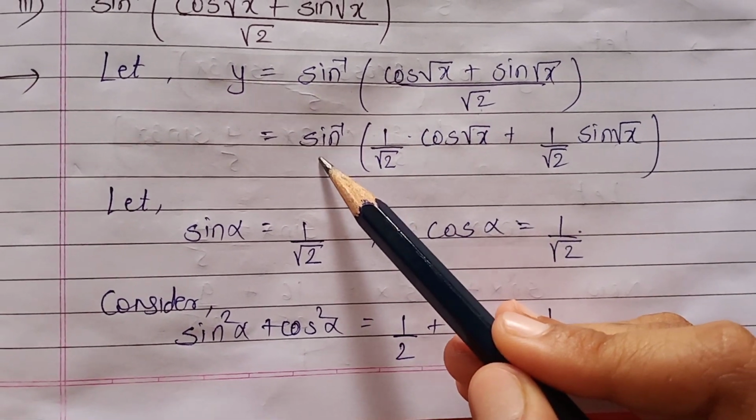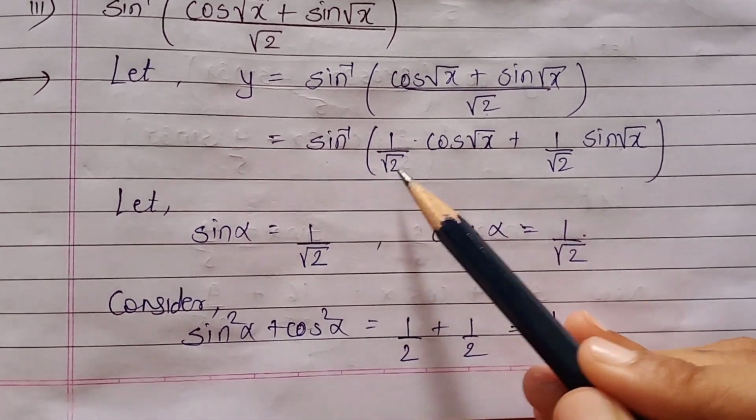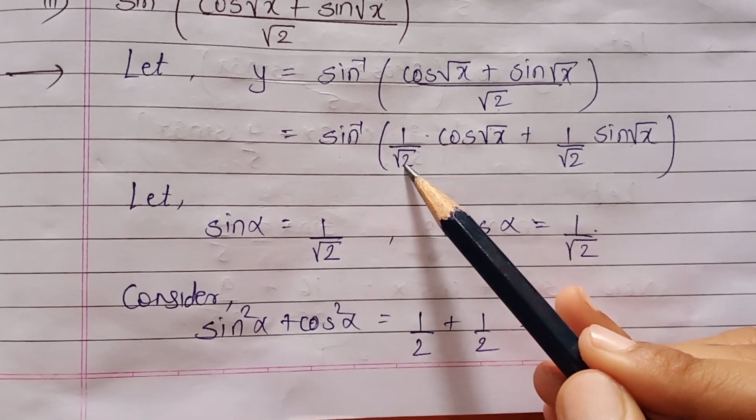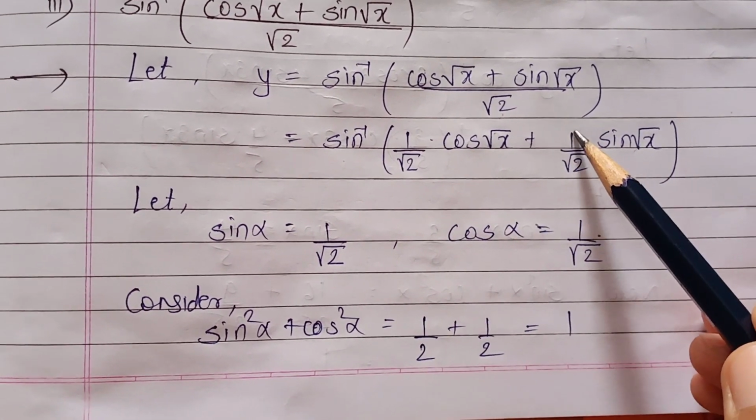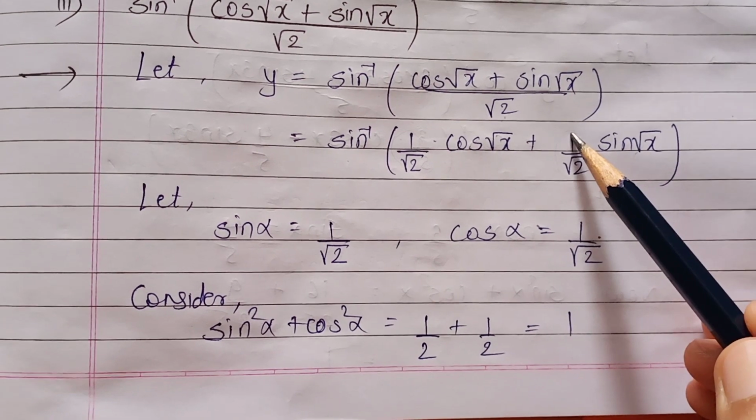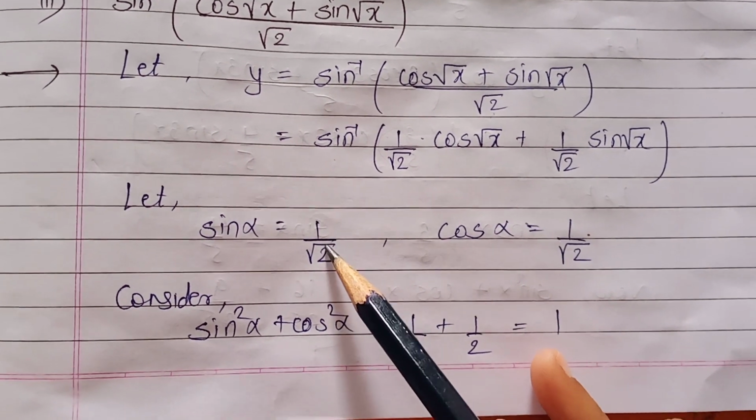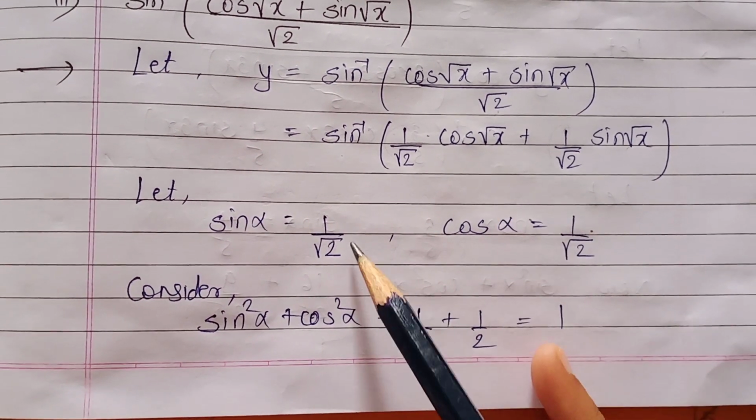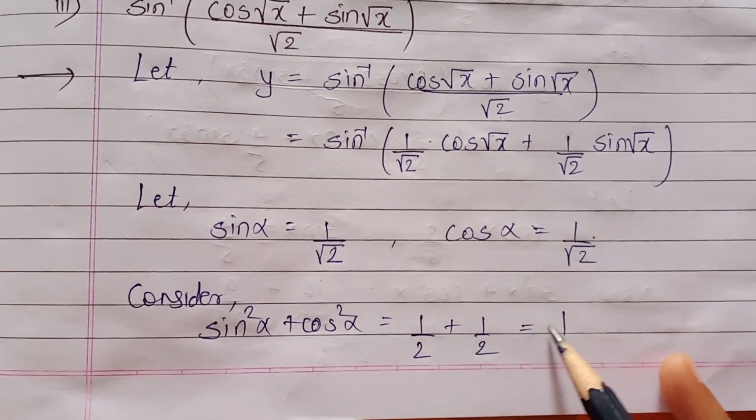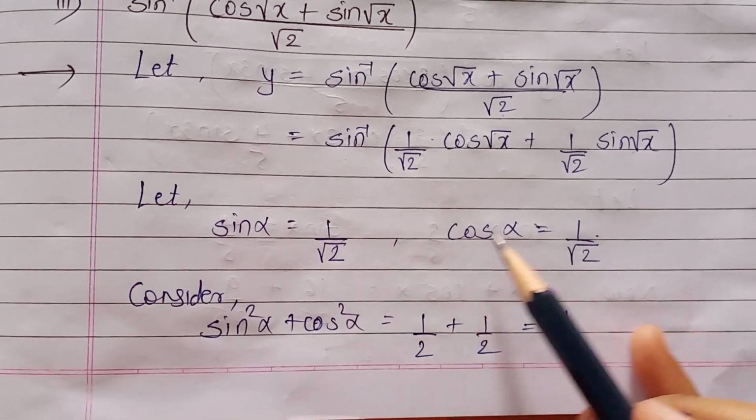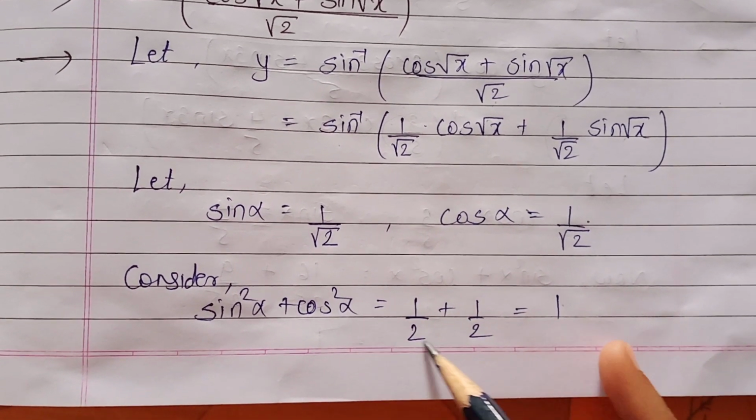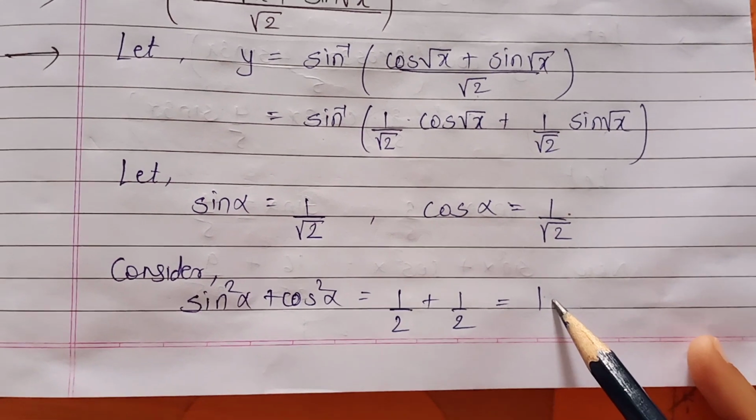Again, as it is sine inverse, it should be a sine cos and cos sine combination. So now this 1 upon root 2 is sine alpha and this 1 upon root 2 is cos alpha. Of course, after squaring and adding, the answer will be 1 only, because this will be 1 upon 2. So consider sine square alpha plus cos square alpha, and their answer will be 1 only.